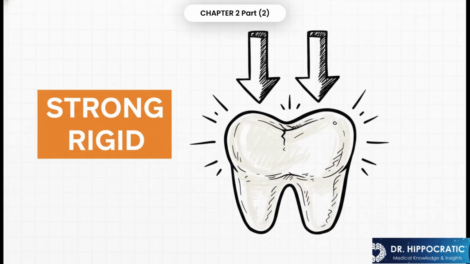Think about it. Dental restorations are under a constant barrage of biting forces. So they need to be strong enough not to break, for sure, but they also have to be rigid enough to hold their shape perfectly. That's why we can't just guess. We have to scientifically measure and quantify these properties to make sure these materials are actually up to the job.